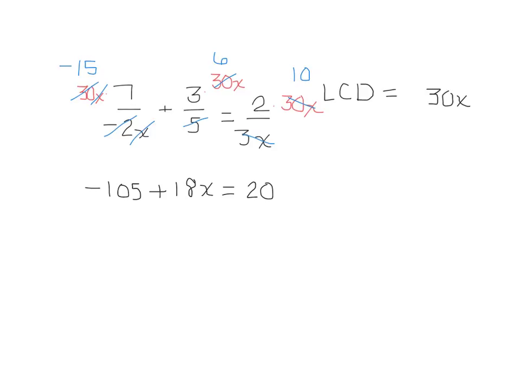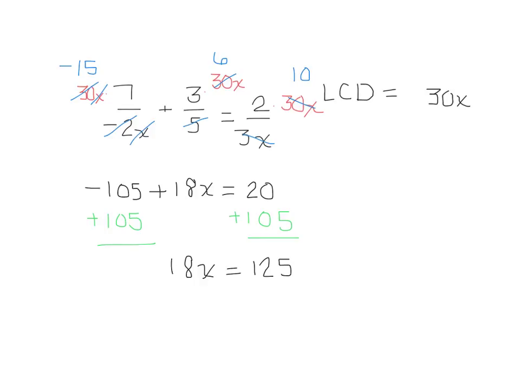So we're going to undo the addition and subtraction first. Well, we have added a negative 105, so we're going to add positive 105 to both sides of the equal sign. And that gives us 18x is equal to 125.